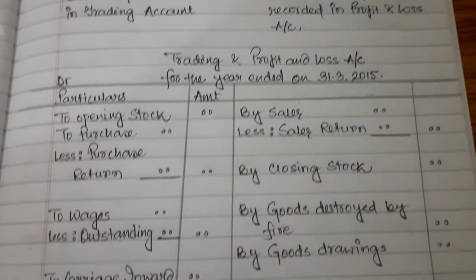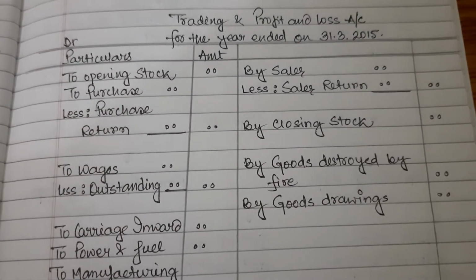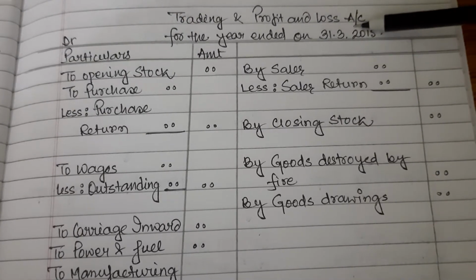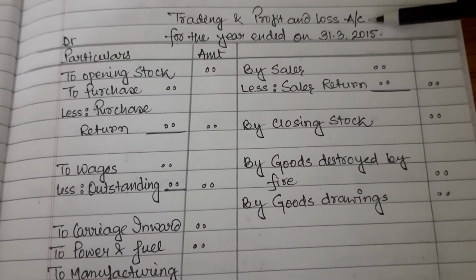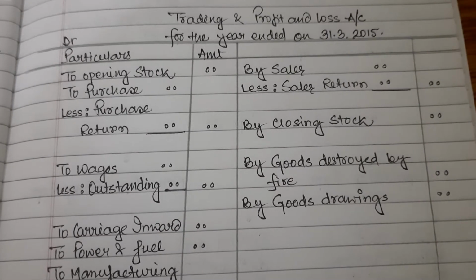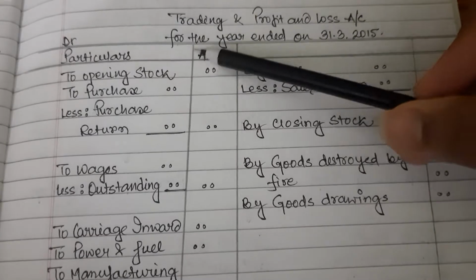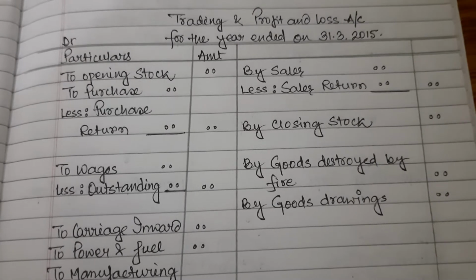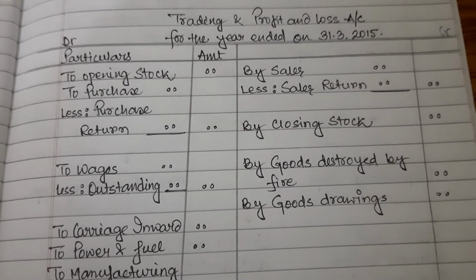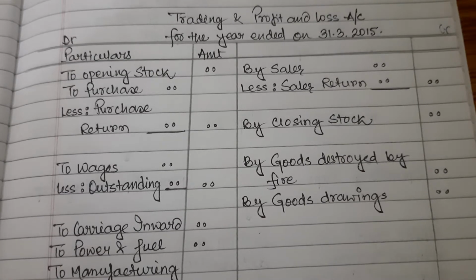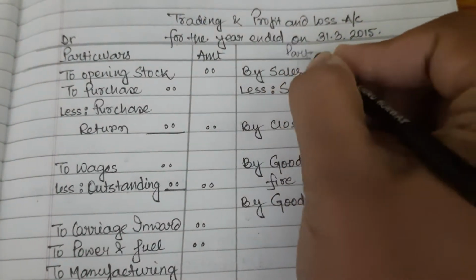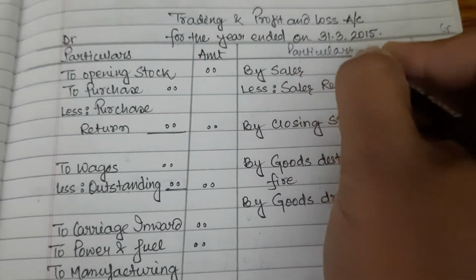Now let us begin the format of trading account at first. In this trading account, at first you have to mention trading and profit and loss account of the particular person for the year ended on 31st March 2015. Suppose our year ends on 31st March. Next is your debit and credit. You have to mention particular and amount, and here also you have to mention particular and amount.